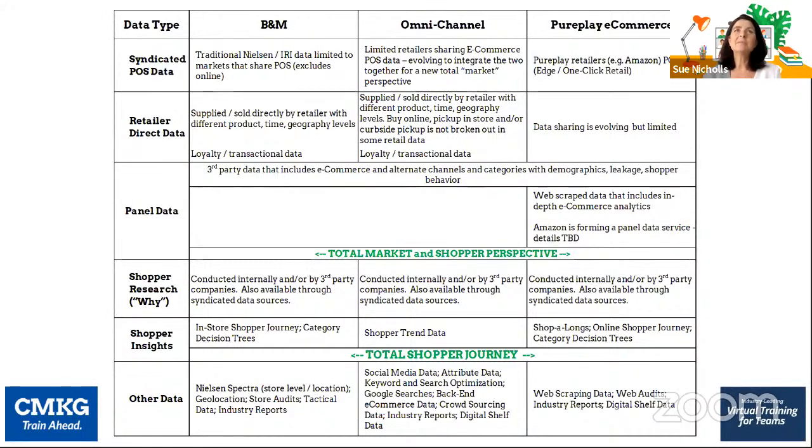You can see the differences between brick and mortar, omnichannel, and pure play e-commerce. When you're looking for a total market and shopper perspective, there are panel data sources now that span across all the areas. So this is one area that you can go look at for a consistent total market and shopper perspective. And then the other one that you really need to be digging into is shopper insights and understanding that shopper journey specific to your categories or to the retail formats that you sell in and your retailer.